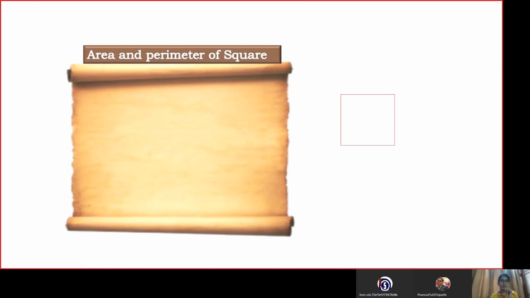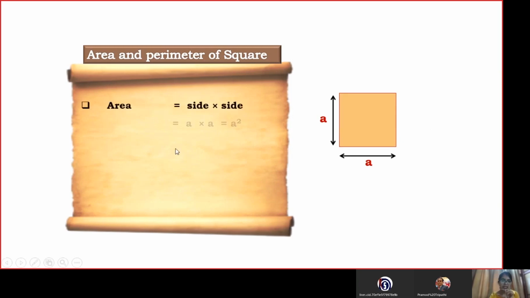Now children, you all know how a rectangle is different from a square. A square has all four sides of the same length, right? As you can see, I have denoted one side of the square as A. So all four sides will be A units. The area of a square is given by the formula side into side. If one side is denoted by A, then A into A will give us A square.